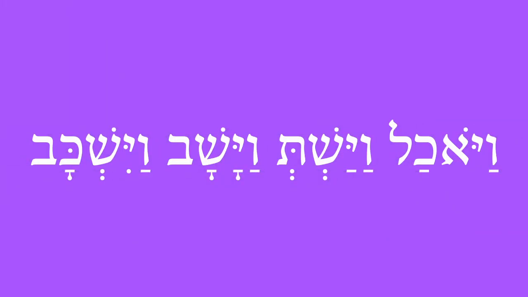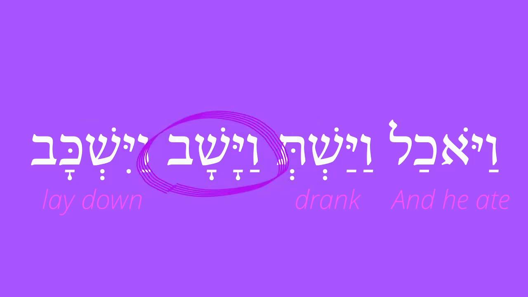Vayochal, vayishta, vayashav, vayishkav. So literally, and he ate and drank and he turned and lay down. Shakav is lay down, and it's not yashav, it's shuv, to do again. And to do again, he laid down. So, to do again is going to be functioning as an adverb, and so to translate that, you would actually use shakav, to lay down, and then the adverb again. He ate, he drank, and then he laid down again. Now, it doesn't have to be that way, where the second verb carries the main force. It's often how it works.